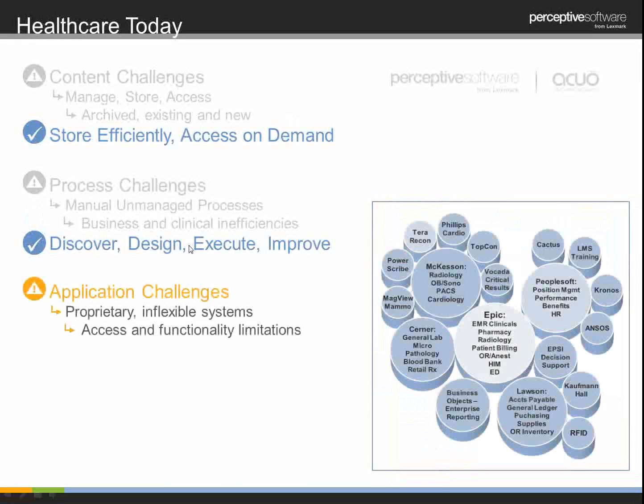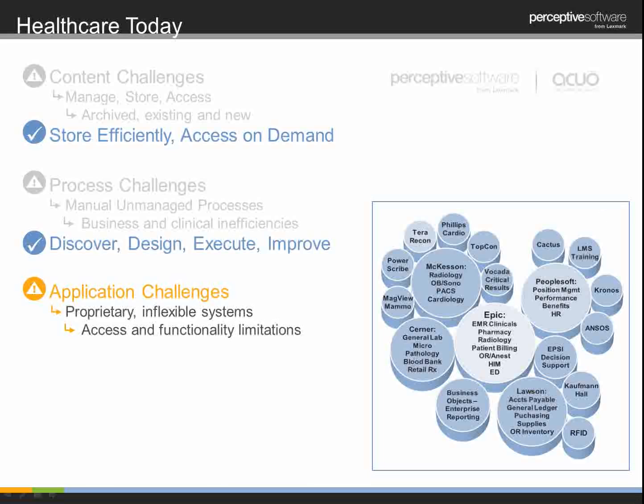The last piece is application challenges. And application challenges is a large category of challenges because it includes everything from business functions to clinical functions to revenue cycle functions. So it's the proprietary and inflexible systems that have been built around niche problems that exist in healthcare. So there are access and functionality limitations. All of these applications surround the EMR to try to build some of that content in, but they don't always share that information within the EMR space.